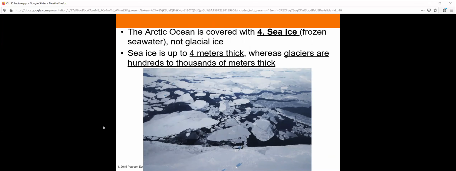The Arctic Ocean is covered with sea ice, frozen seawater. That's different from glacial ice. I'm sure you can figure out why that is, right? Sea ice is frozen seawater, up to about 4 meters thick, so pretty thick nonetheless, right? Whereas glaciers can be hundreds to thousands of meters thick.